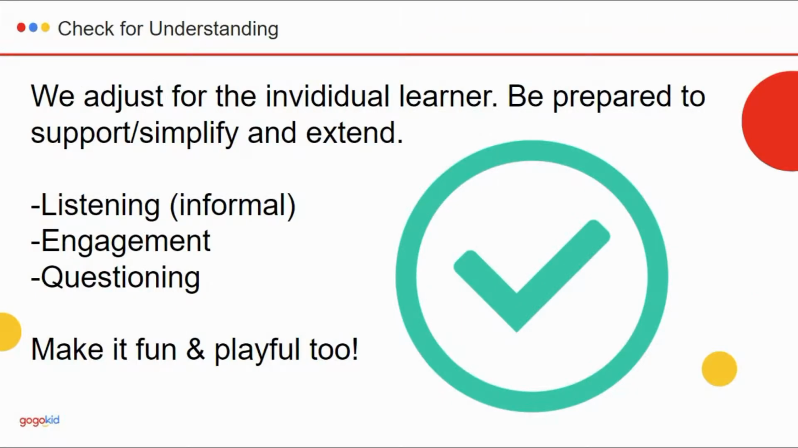We want to check for understanding as we go. We adjust for the individual learner. In this setting, we have one-on-one classes. This is amazing because we can tailor it exactly to their needs. Be prepared to support the student or simplify and extend as necessary. Some checking for understanding strategies are listening, which is an informal strategy. We also have engagement and questioning. You can use all of these strategies and also have a fun and engaging class experience.